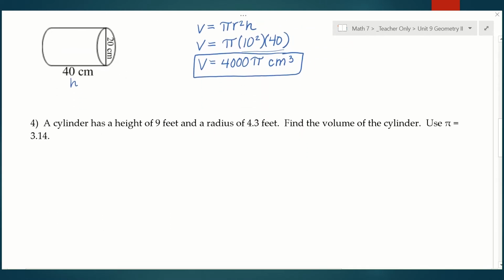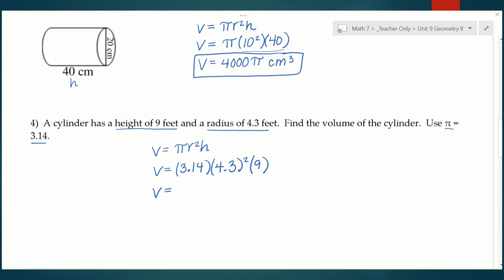Okay, number 4. A cylinder has a height of 9 feet and a radius of 4.3 feet. Find the volume of the cylinder and use pi equals 3.14. Okay, so if you want to draw a picture for this one, you can. I don't think it's necessary because they very clearly say here's the height, here's the radius, and we're using 3.14 for pi. So I think for this one you might be okay with just going right to your substitution step. Okay, so 3.14 is going in for pi. My radius, they say, is 4.3, so I'm going to do 4.3 squared. And my height is 9.